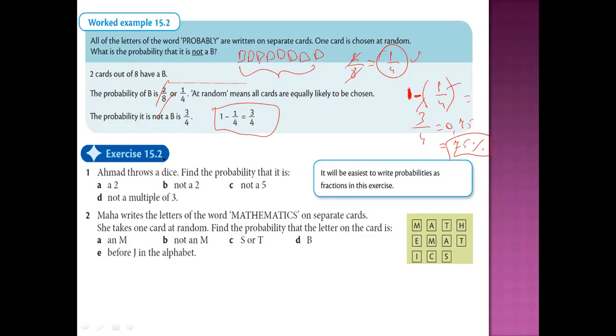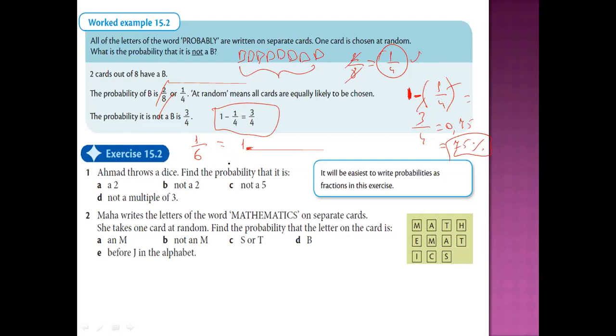And exercise 15.2, Ahmad throws a dice. Find the probability that it is a 2. In a dice, how many sides? How many different sides? 6. So the probability of 2 is 1 over 6. In a dice we only have 1, 2... Okay, and also not a 2, 1 over 6. So what was the question?